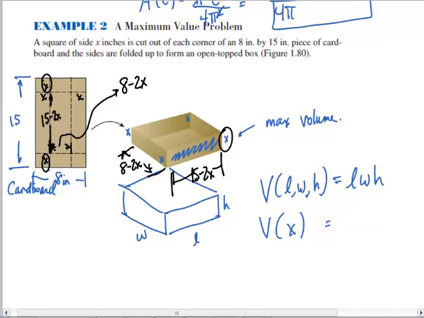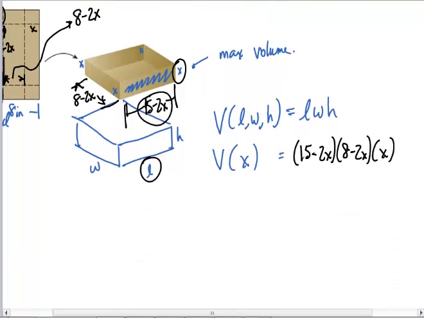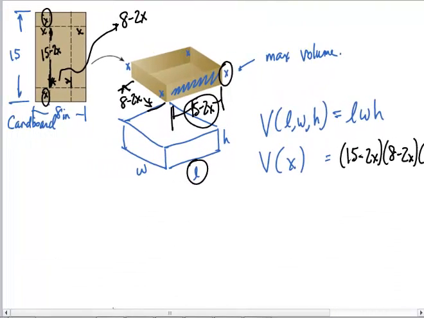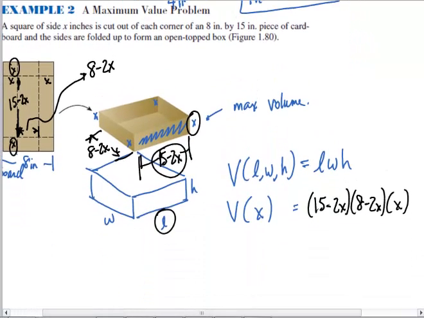So if I want to write the volume of a box in terms of 3 variables, the length is 15 minus 2x, the width is 8 minus 2x, and the height is x. Now if I want to see what the maximum volume for this box would be, I can use Desmos to do that. I can also plot this function on my graphing calculator. So I'm going to pause the video and go to Desmos so I can show you how to do this.